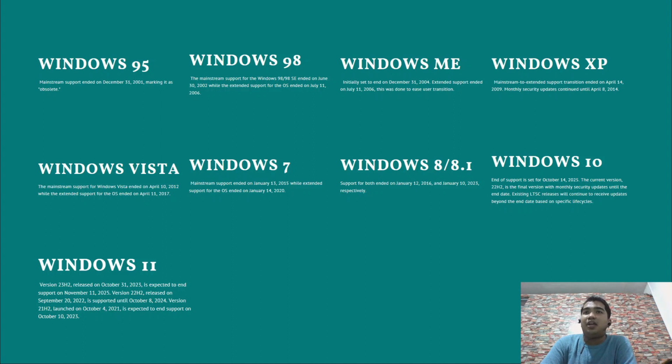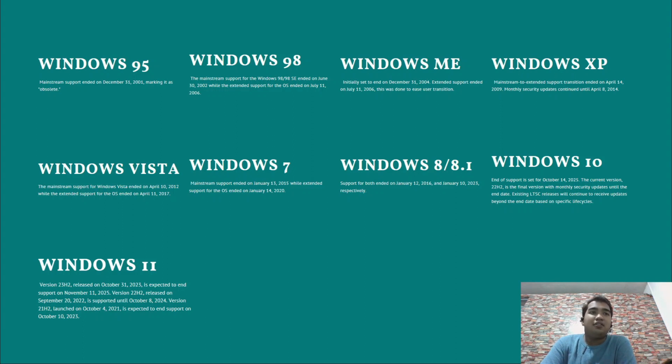Windows 10, the end of support is set for October 14, 2025. The current version, which is 22H2, is the final version with monthly security release updates until the end date. Existing LTSC releases will continue to receive updates beyond the end date based on the specific life cycles.